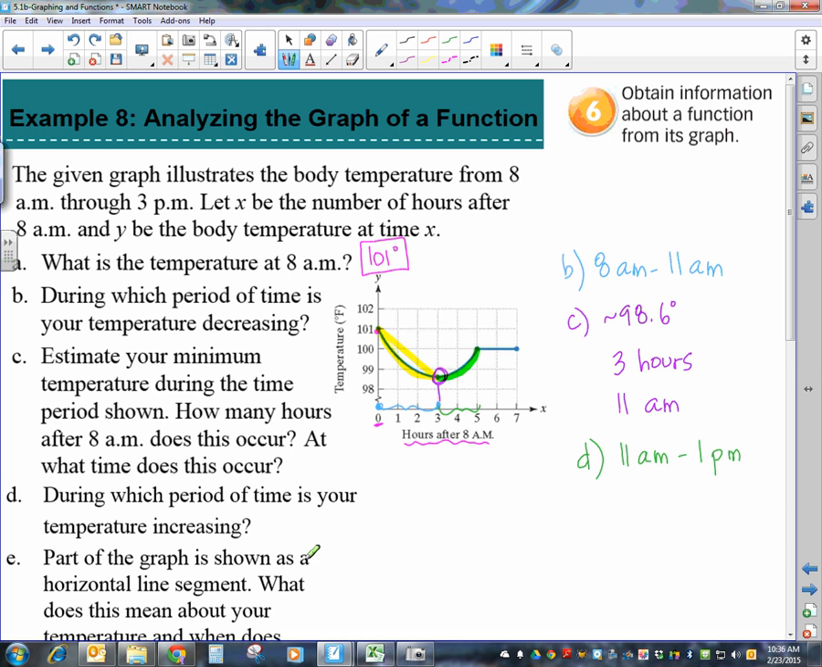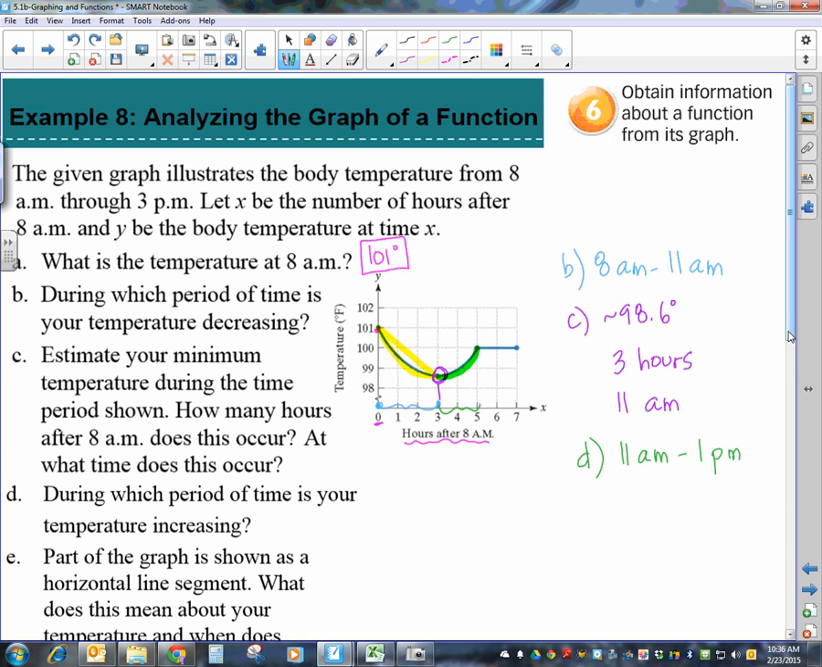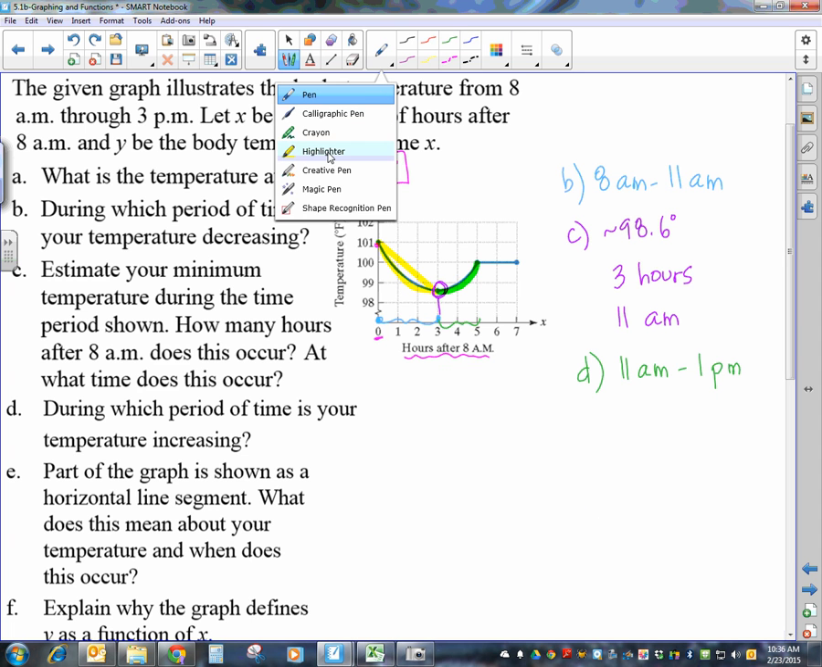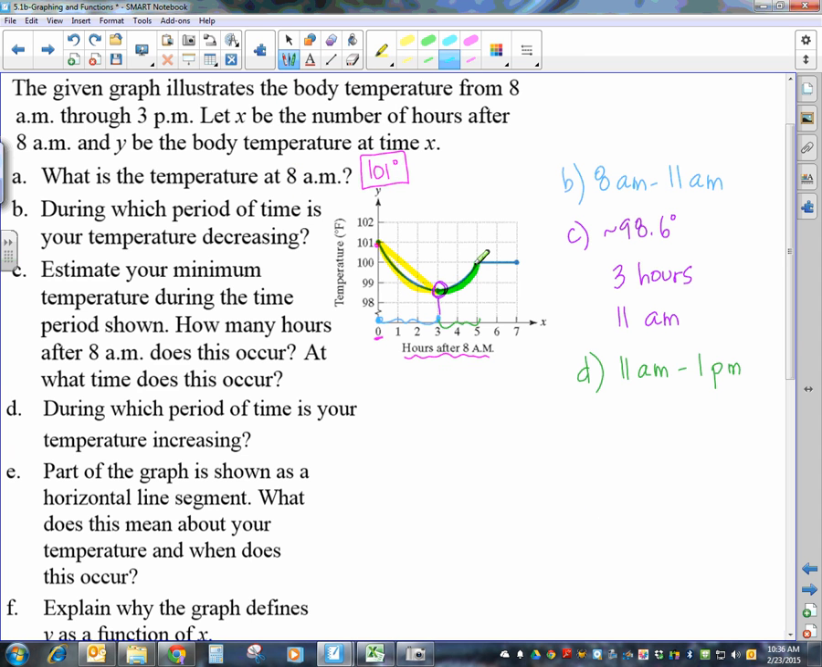Part E says part of the graph shown is a horizontal line segment. That's going to be this part here. Boom, that's your horizontal line segment. What does this mean about your temperature and when does this occur? So, what does it mean about my temperature? It's saying that my temperature stays the same. The temp stays the same, doesn't change, however you want to say that.